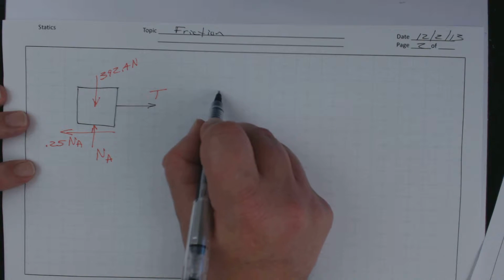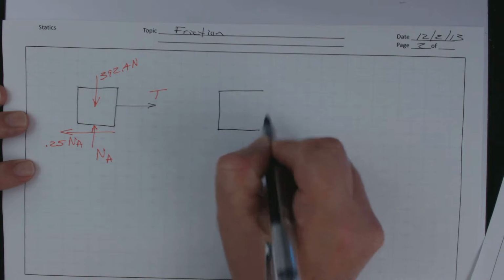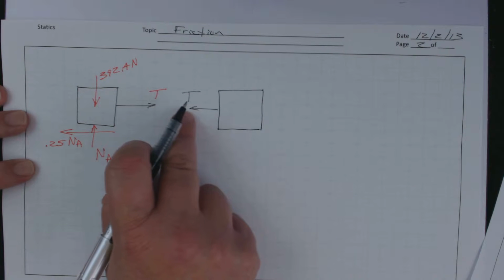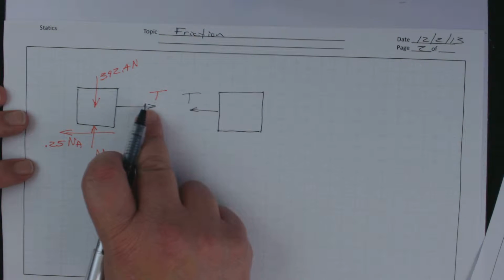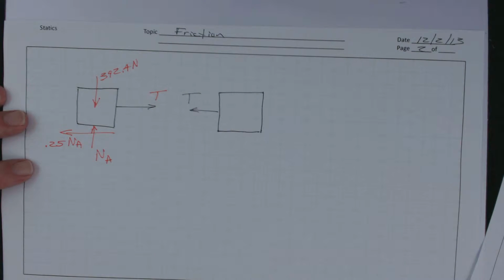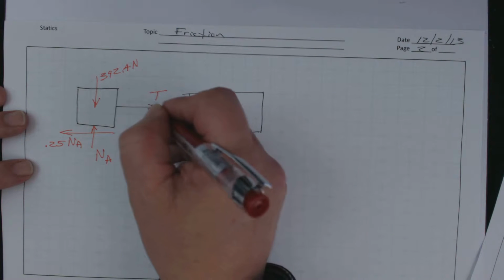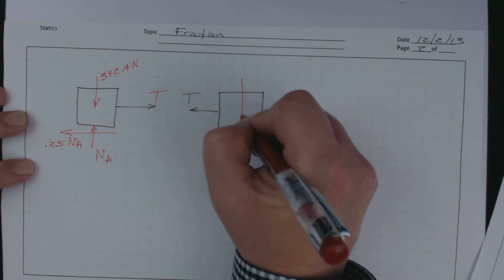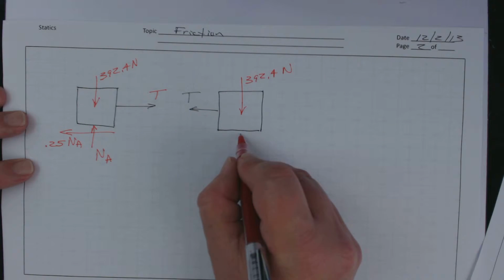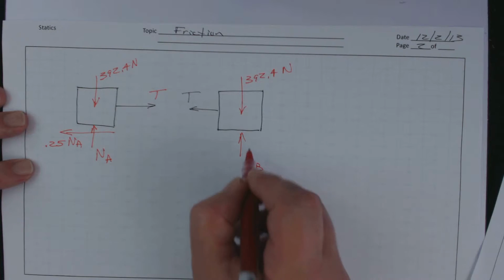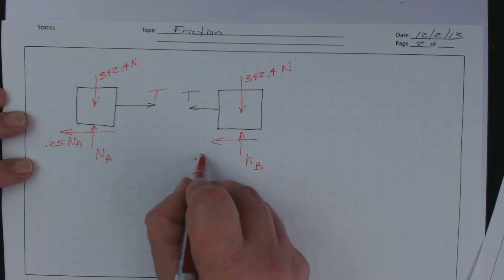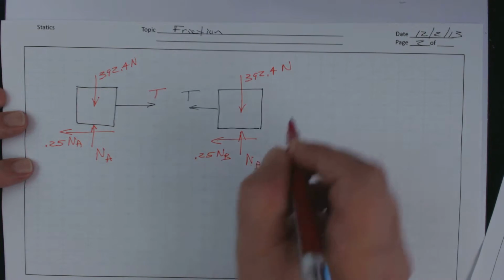And if I draw the other one, then using Newton's third law, this reaction and this reaction will have to be equal in magnitude but opposite in direction. So this tension, this magnitude will be the same over here, and I'll have 392.4 newtons headed down, and I'll have the normal force at B, and then I'll have the friction force, which will be 0.25 times the normal force.